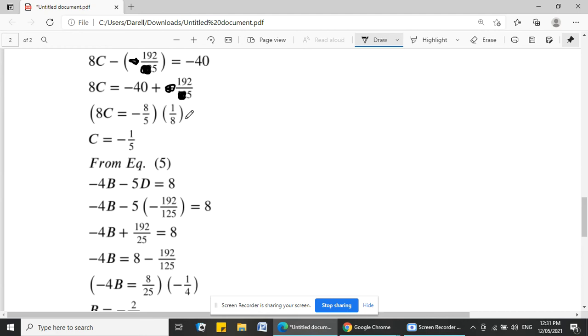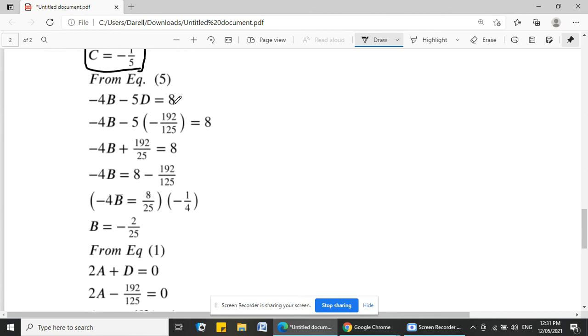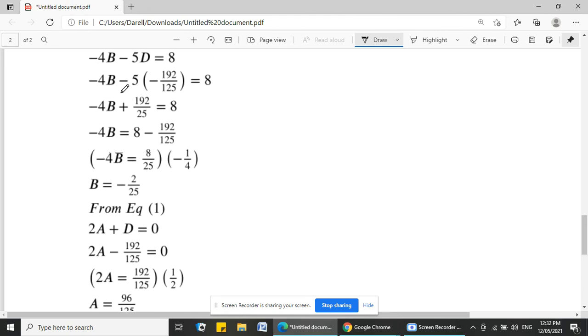Akong gimultiplyan og 1 over 8 para makancel ang 8 sa c para mabilin c na lang. So, ang answer is c is equals to negative 1 over 5. Next, from equation 5, substitute the value of d gyapon. So, negative 4b minus 5d is equals to 8. So, negative 4b minus 5 times negative 192 over 125 is equals to 8. So, negative 4b plus 192 over 25 is equals to 8.